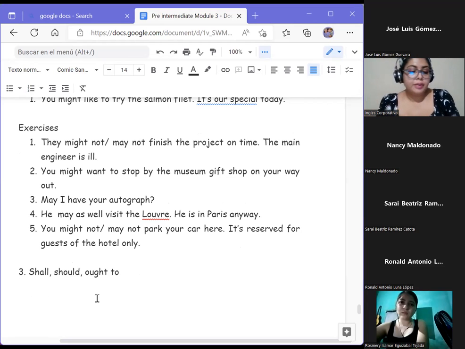And it says that this one is used to offer assistance or polite suggestion when you are quite sure of a positive answer. In that case, it's when we are searching for a positive answer. When we know that someone is going to say something negative, we are not going to use this structure because we are searching just for positive answers.